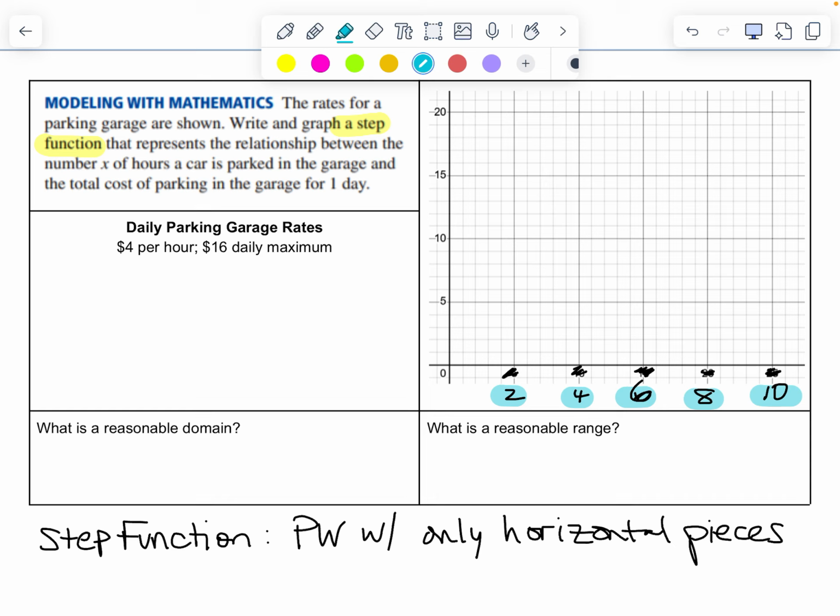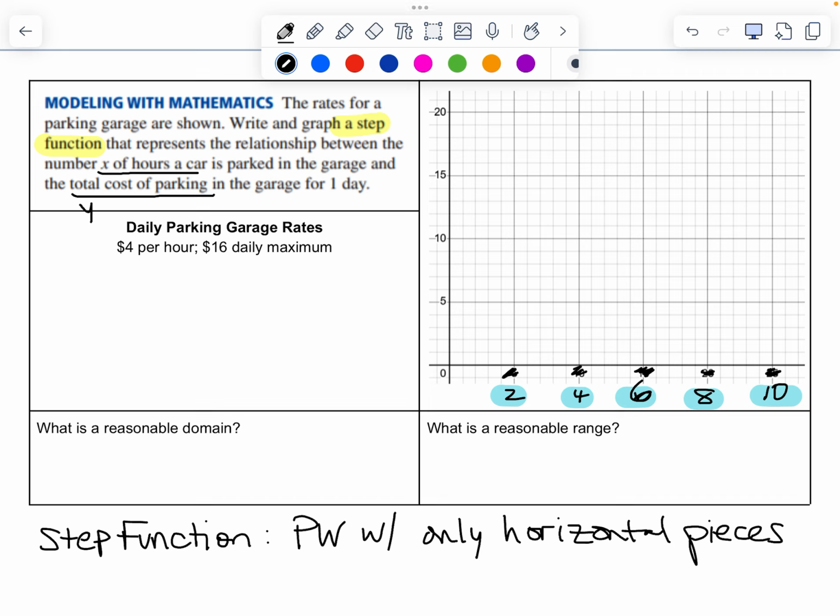Secondly, in the write-up of the problem, the rates for a parking garage are shown. Write and graph a step function that represents the relationship between the number X of hours a car is parked in the garage and the total cost in the garage for 1 day. So we have a mention of X hours, a car is parked in the garage, and we have the total cost of parking, which is going to be the Y value here.